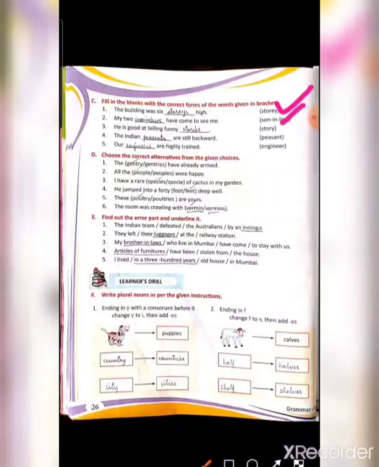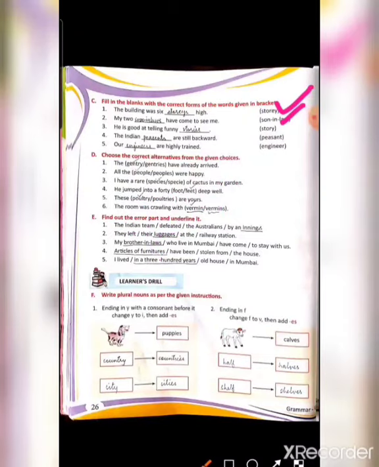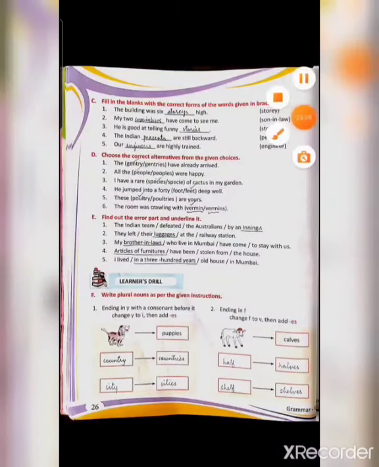D part. Choose the correct alternatives from the given choices. The dash have already arrived. Gentry or gentries. Now we know that the word gentry is already plural. We do not need to make it plural because it itself is plural. So we will simply take gentry over here because the question is asked in the plural form, because this have is there. So gentry have arrived.